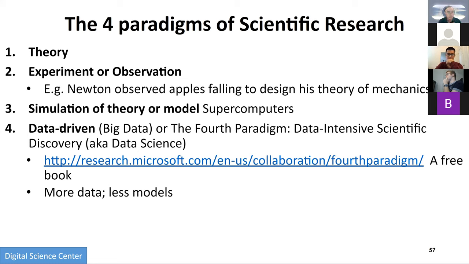The difference between two and four is that the data-driven one has so much data, the data tells you the answer. Because when Newton sat down with his notebook and observed apples falling from the tree, he did not feed that data into a deep learning network to get the answer. He actually looked at the data, noted the patterns himself, and deduced Newton's law. But nowadays, you could imagine a deep learning network discovering Newton's law. I've done work in that general area.